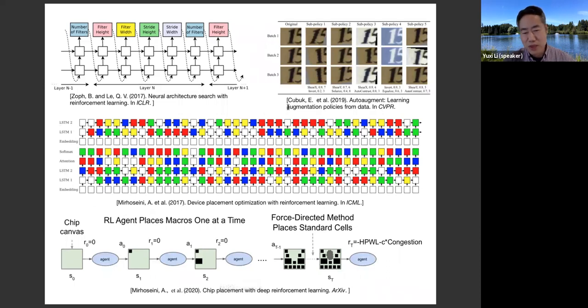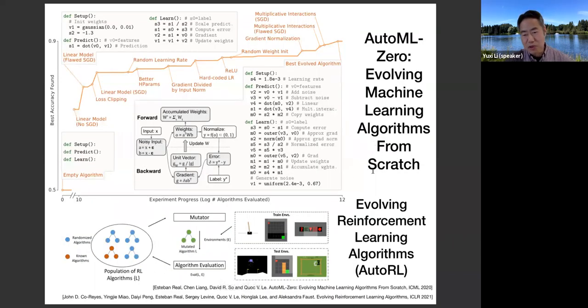Several applications from Google are from neural architecture search, data augmentation, and device placement. For example, we have a TensorFlow program and want to schedule it on, say, GPUs, CPUs, and memories, to make it efficient. And this one is from chip placement, about hardware chip design.